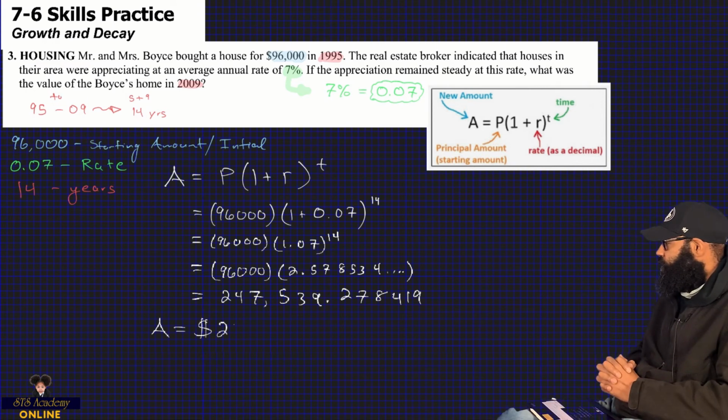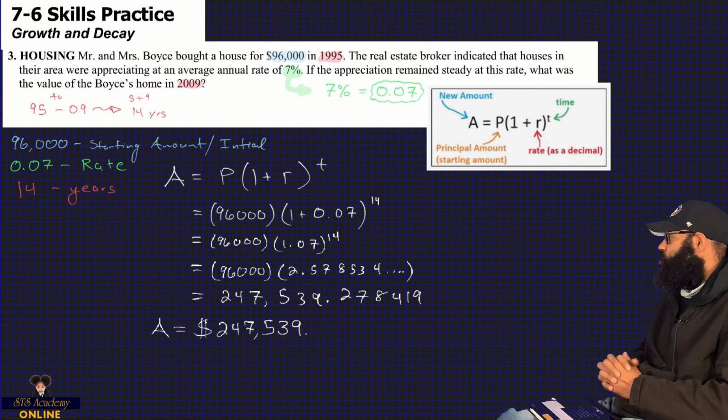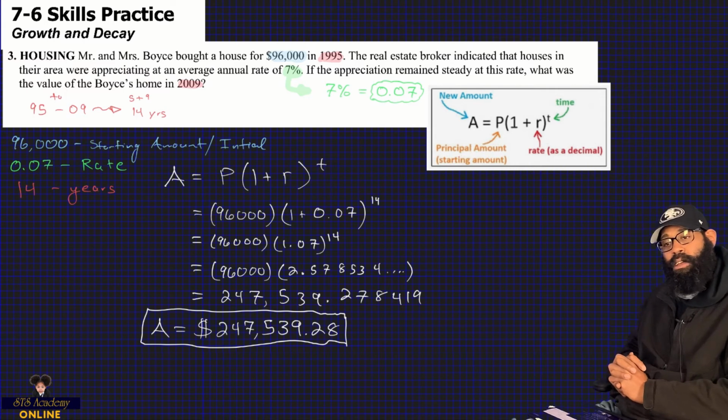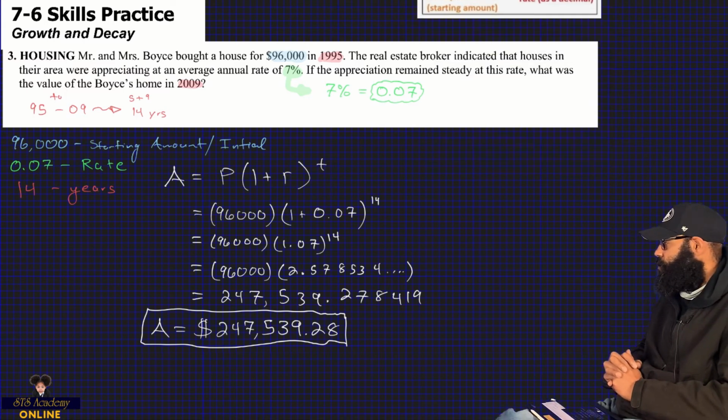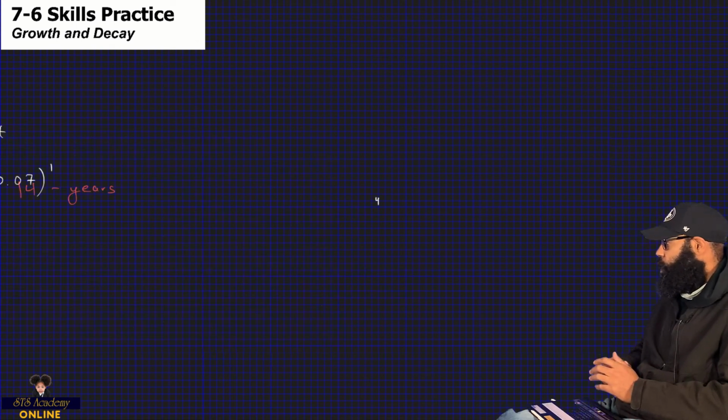And now that again has a long decimal, but in my final answer, we're going to make sure, and usually I like to answer in words, the amount the house is worth in 2009 is $247,539.28. All right, feeling good, looking good. Looks like we are going to get this stuff out here so we can move on.